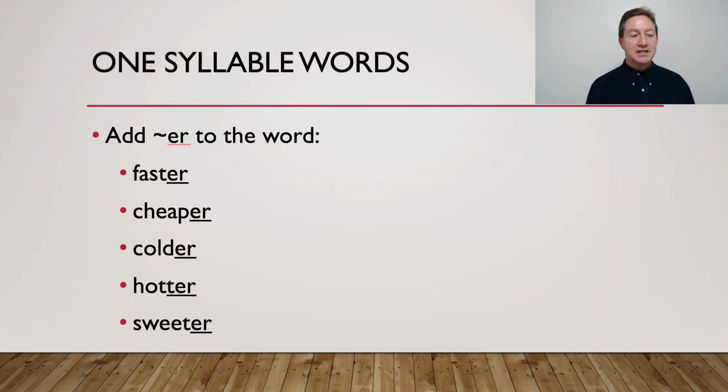So with one-syllable adjectives, we just simply need to add ER to the word. So here we have fast becomes faster, cheap becomes cheaper, cold becomes colder, hot becomes hotter. You'll notice in this example, hotter, we double the T when we add ER. This is if you have the vowel before the consonant, the O before the T, and it makes the short sound for the vowel. So hotter, or big is the same example. Big becomes bigger with two G's. And then the final example, sweet becomes sweeter.